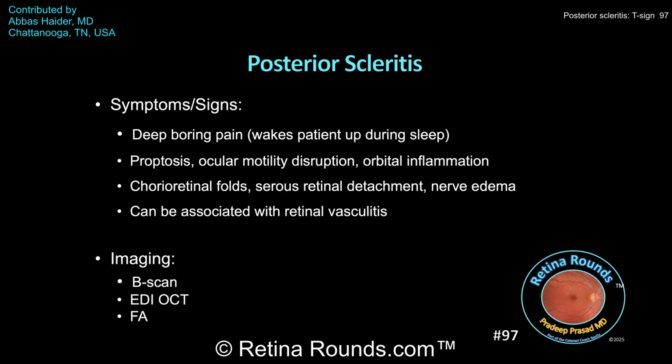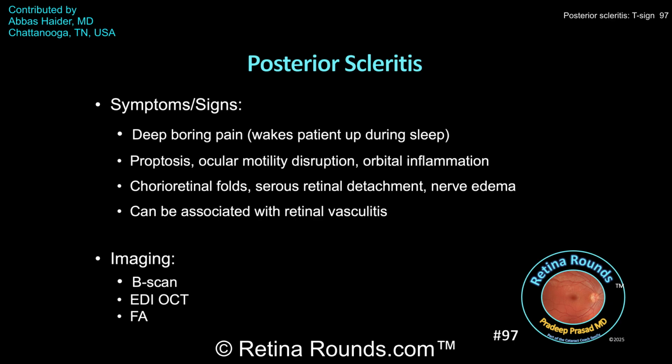Other signs may include proptosis, ocular motility disturbances, and orbital inflammation. Now, in fundoscopic exam, one might see choroidal thickening with chorioretinal folds, serous retinal detachments, and even nerve edema if the scleral inflammation is compressing the optic nerve. Now, since posterior scleritis can be associated with other systemic inflammatory conditions, one may also see signs of retinal vasculitis, which can include retinal vascular sheathing, exudates, and hemorrhage.